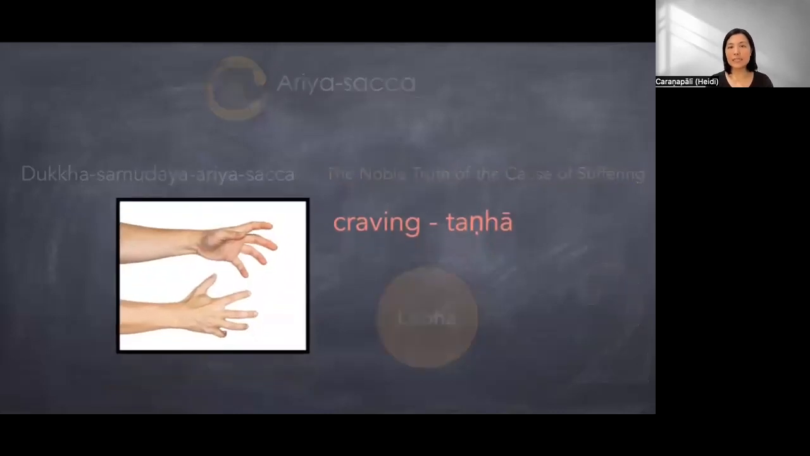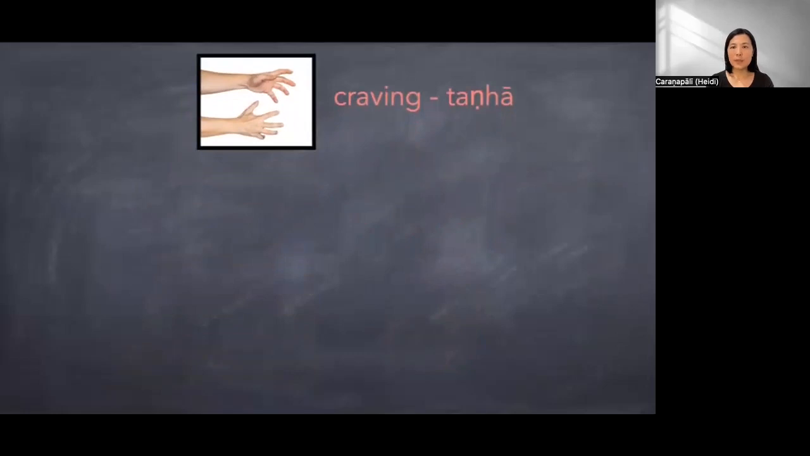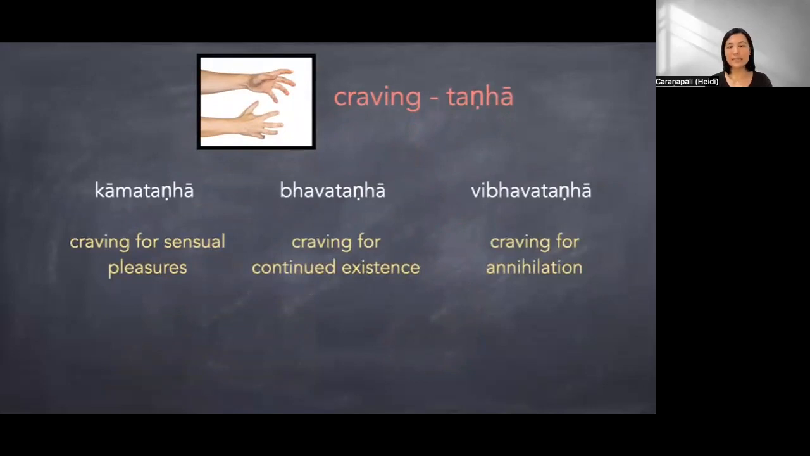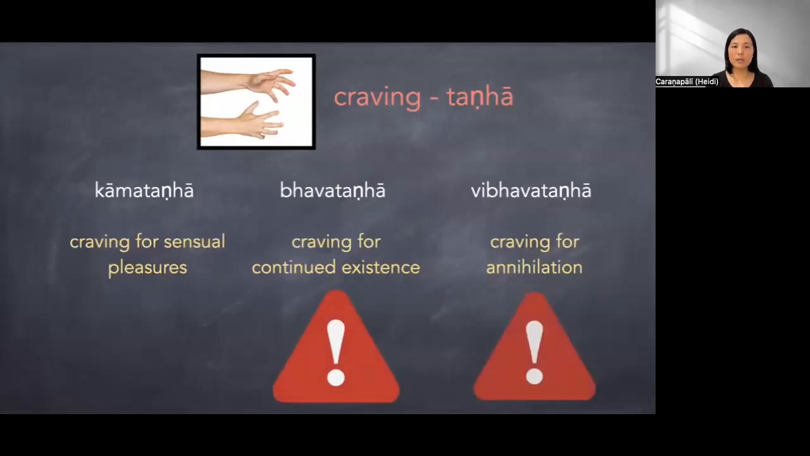But now tanha is also divided into three aspects. Previously, we have already seen kama tanha, bhava tanha, and vibhava tanha. In English, kama tanha is translated as craving for sensual pleasures, bhava tanha as craving for continued existence, and vibhava tanha as craving for annihilation. But we have to be careful with bhava tanha and vibhava tanha because this translation might be a little bit misleading. Sayadaw U Silananda said that the second and third aspects are almost always misunderstood by people. We will go into detail for that later.